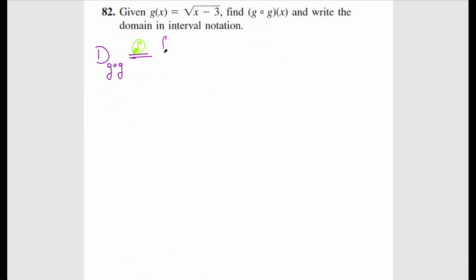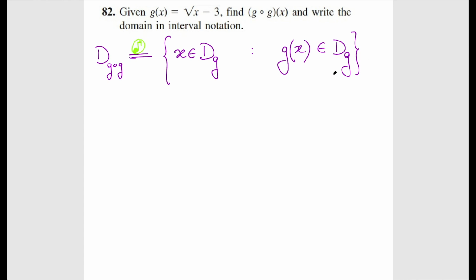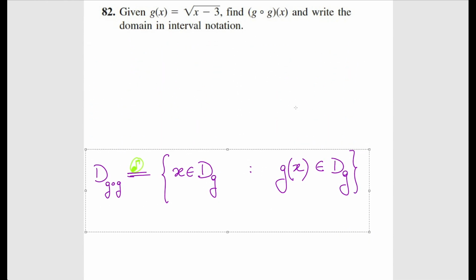This is gonna be the collection of, let me just keep it in purple, the collection of all numbers that live in the domain of g, with the property that the output through g should live in the domain of the left function, which is also g. Make sense? Okay. And now I know what g is, so I need to find its domain. So let's leave some room here for the domain of the function g.